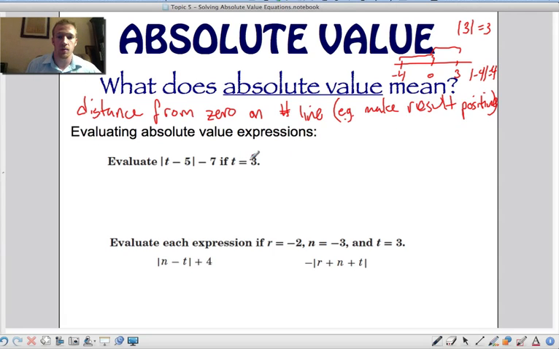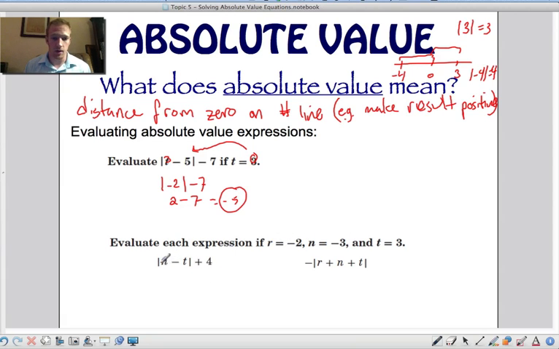So like if I plug a 3 into here, that gives me the absolute value of 3 minus 5, which is negative 2. Now, absolute value of negative 2 is just a regular 2. And then 2 minus 7 is negative 5. So that would be the result there.